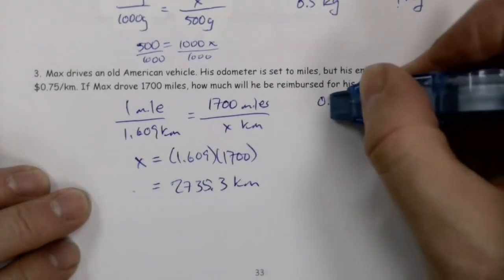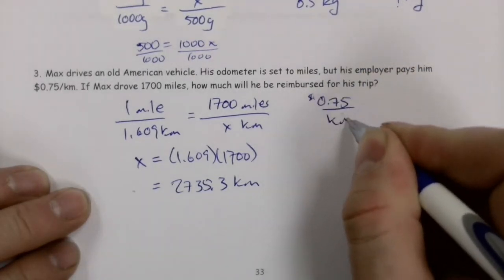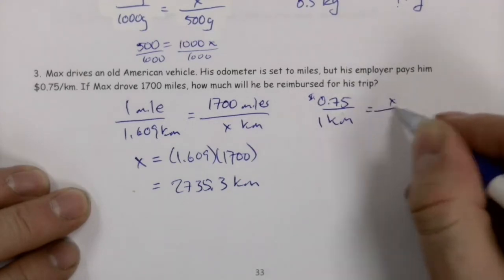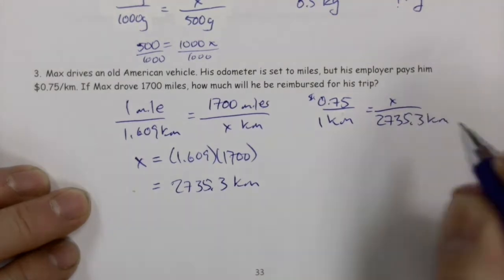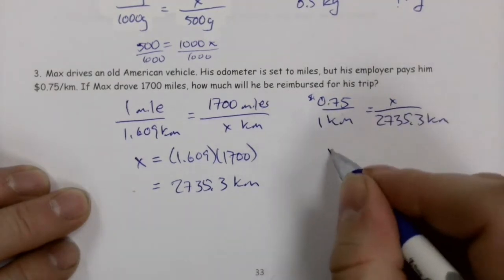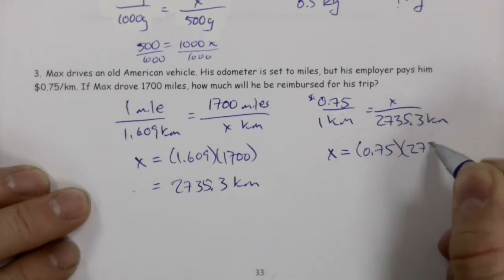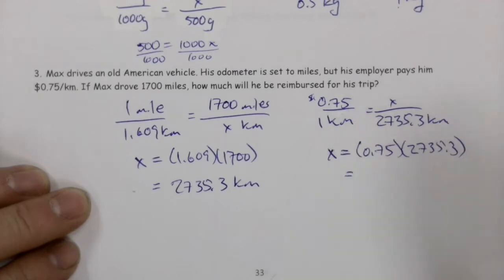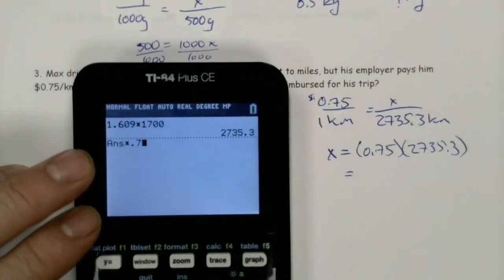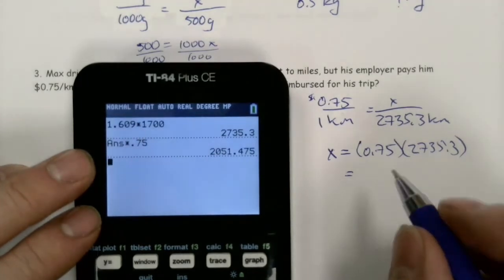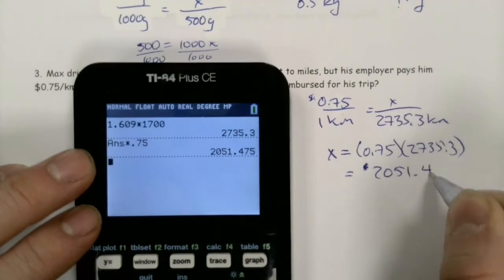So now, he's getting paid 75 cents per 1 kilometer. And now, how much money is he going to get for 2,735.3 kilometers? Well, we cross multiply. 1 times x is x, so 0.75 times 2,735.3. I'm just going to take the number that I just calculated and multiply it by 0.75. And he's going to get $2,051.48.